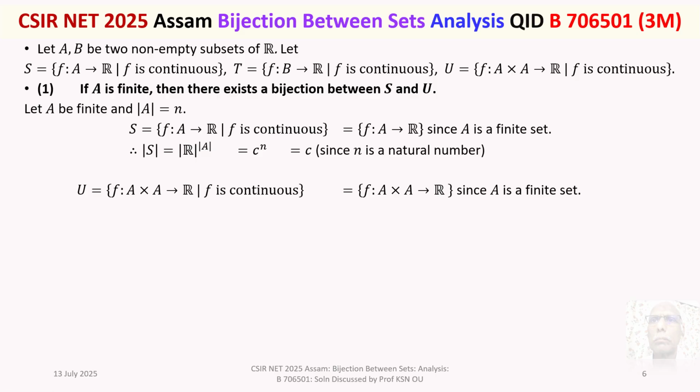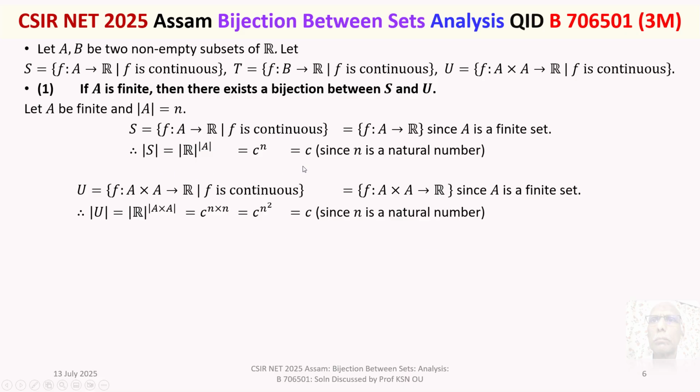Right. Now what will be the cardinality of U? Cardinality of U is cardinality of R to the power of cardinality of A cross A. Cardinality of A is N. Cardinality of A cross A is N cross N. That is C power N square. N is finite, N square is finite. Therefore, C to the power of N square is C into C into C, and that will be C. That is continuum.